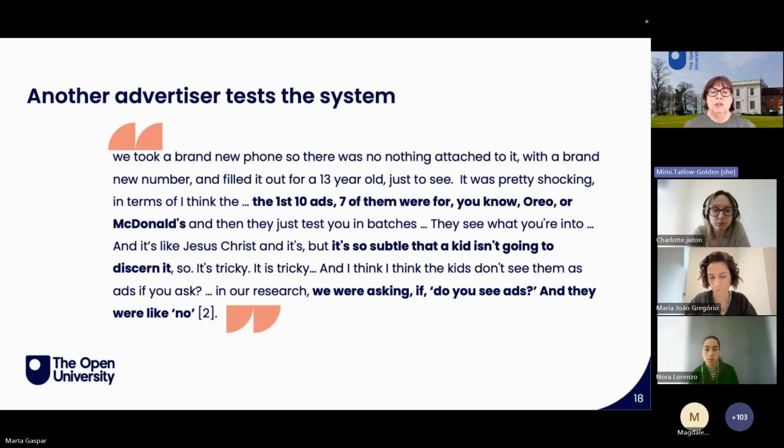And then he said they go on to just test you in batches, so if you respond to any of this, then you get more and more and more. And his view was it's so subtle that a kid isn't going to discern it. This is an advertiser who has children below 12 as well as over 12, and who had done some research themselves with young people and said, we were asking, do you see ads? And they were saying no. And he concluded that this wasn't accurate, that children were receiving ads but not consciously processing them. But we know that the research shows that we don't need to be consciously processing and recalling ads to be influenced by them. Next slide.